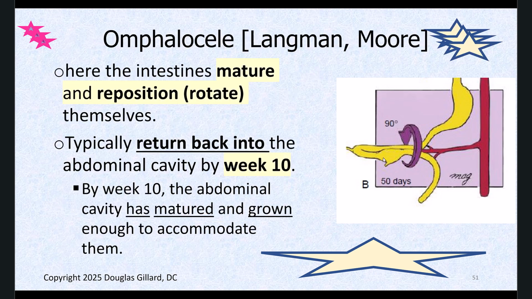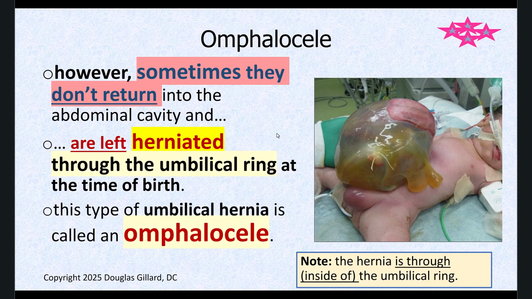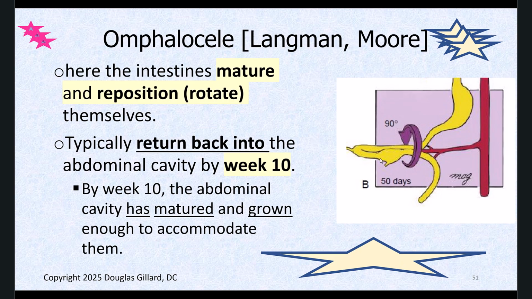They mature and get bigger and bigger. There's a rotation that occurs that's important. But the key, notecard-able point, is they normally return back through the umbilical ring, back into the abdominal cavity by week 10 or 11. But week 10 we'll say just to keep it easy. And by week 10, the abdominal cavity has grown quite large, so it can accommodate these intestines even though they've grown. However, sometimes they don't get back through this ring. And we don't 100% know why that happens.